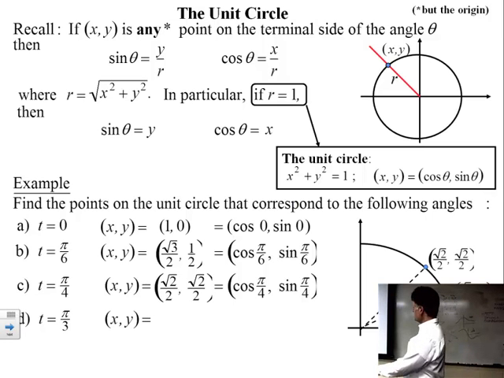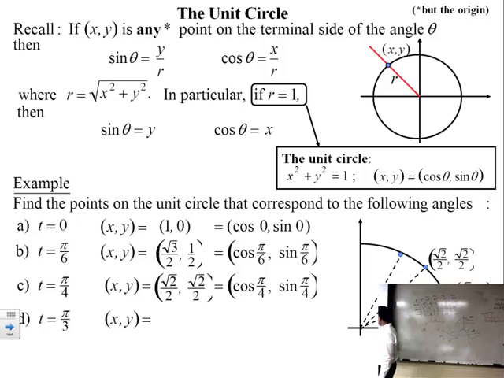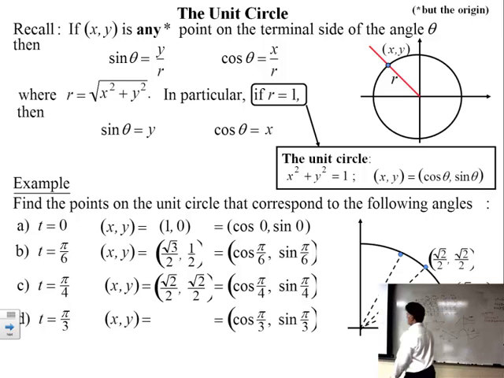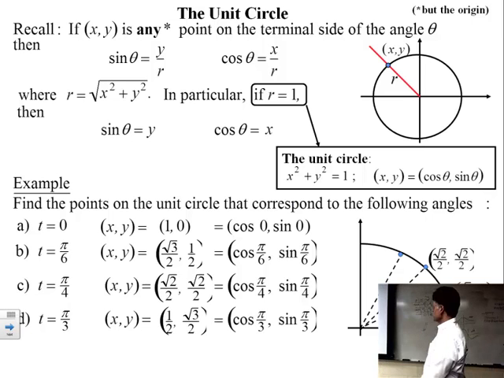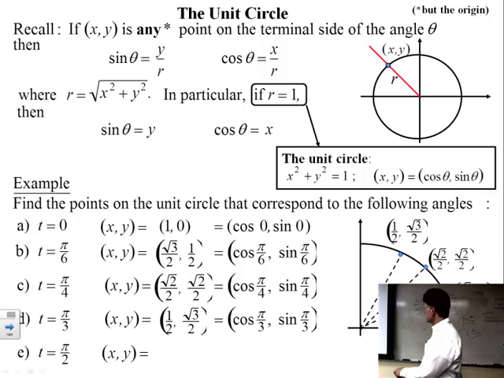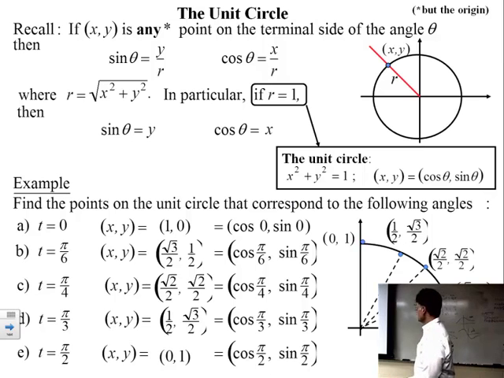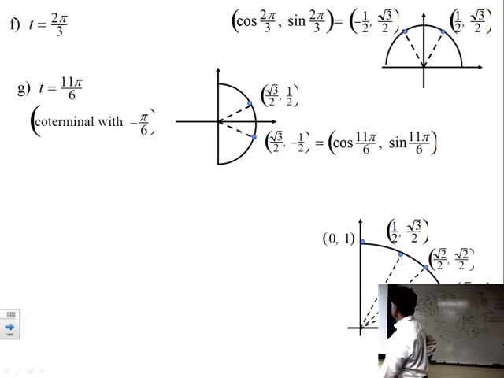And finally, pi over 3, 60 degrees. It's right there. Well, this is actually just a reflection of this through that line, so you can just swap the coordinates around. And it's 1/2, root 3 over 2. That's it. And finally, for t equals pi over 2, this is 90. What's x? x is 0 and y is 1. Okay. So cosine of pi over 2 is 0, sine of pi over 2 is 1. All right, unit circle.